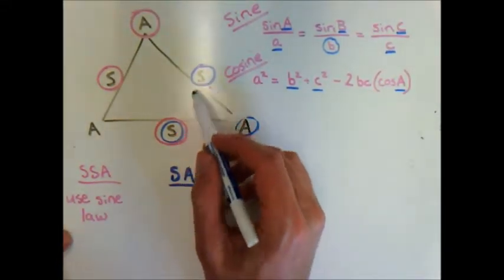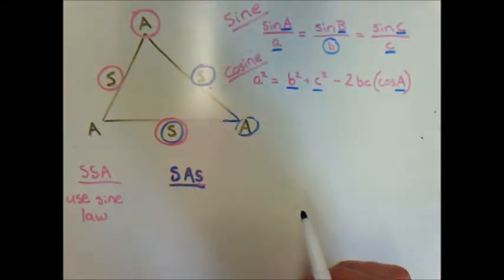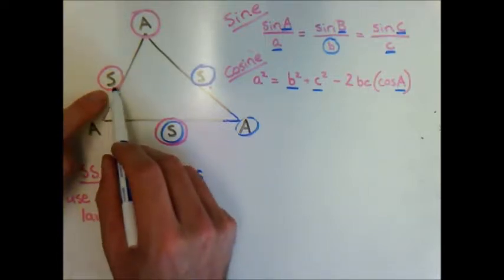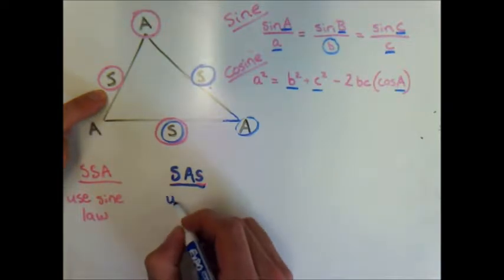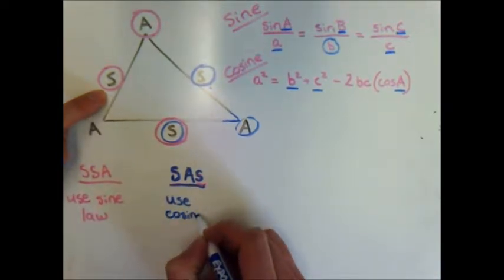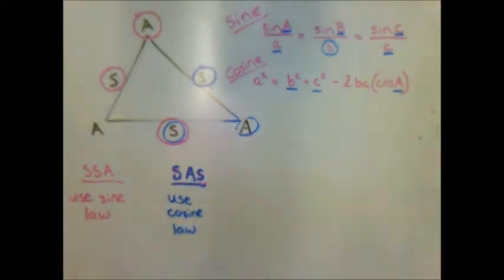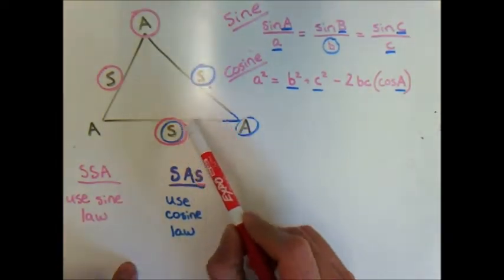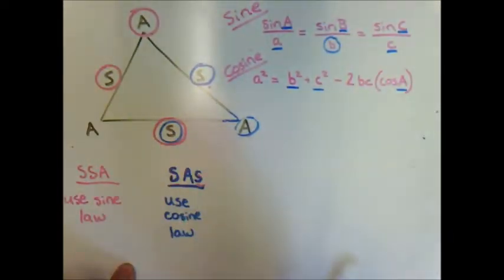So we have two sides and the contained angle. We need to use a cosine law there. In order to solve for this side, we need to use its opposite angle and the two other sides. So if you have an SAS pattern, you're using the cosine law. So why would you not use sine law? If we have SAS, then we cannot use sine because we don't have any opposite information.